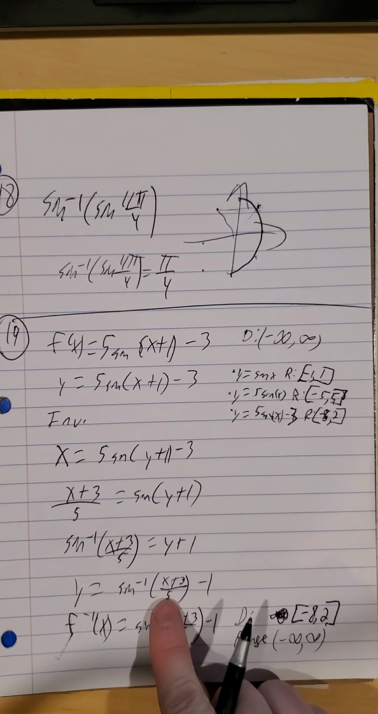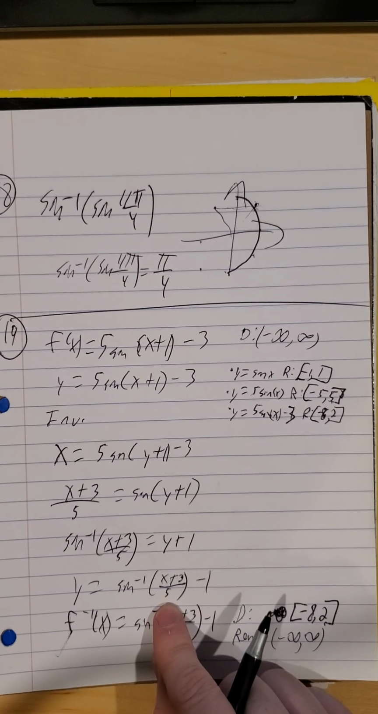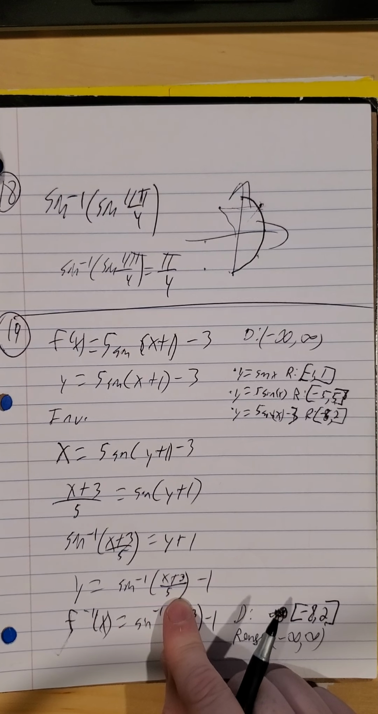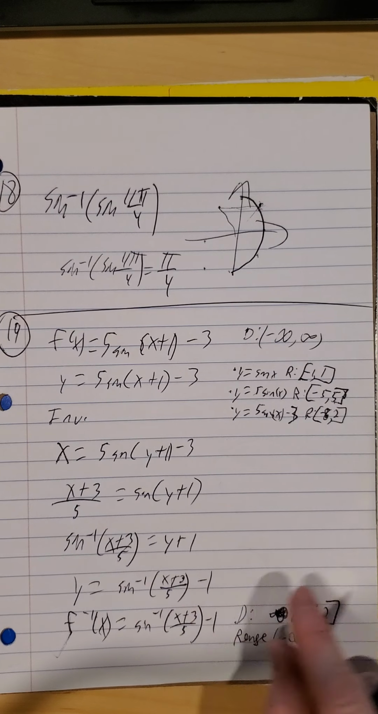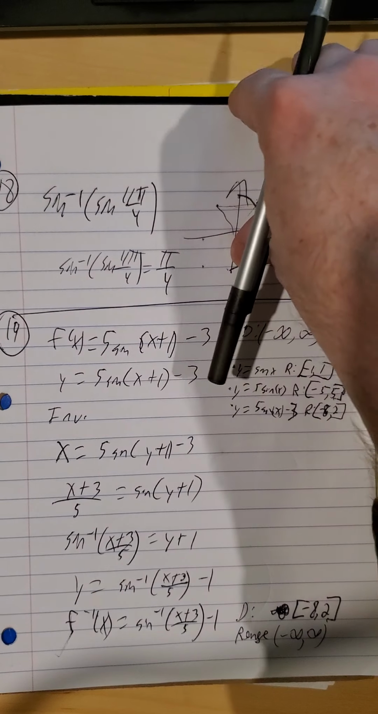We could also have gotten the -8 to 2 using the fact that the domain for this inverse function had to be between -1 and 1, and just solving it by clearing the fraction and adding 3 to all three sides of the inequality. Whichever way works for you. All right, so 20.